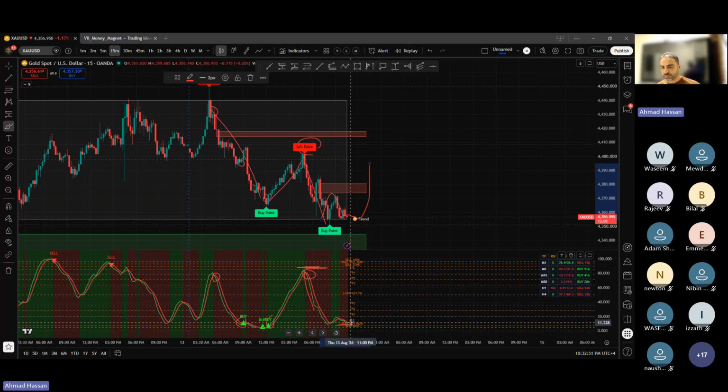So as soon as I get a confirmation here at buy, I will enter for the buy here again until this area, the previous high, which is like 4373. Still, it is a $15 to $20 movement. Fair enough, at 15 minutes.